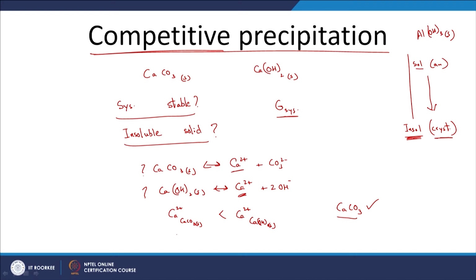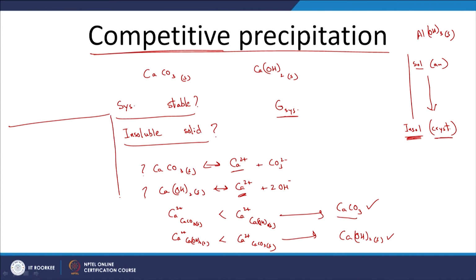But obviously, let us say the Ca2+ in equilibrium with Ca(OH)2 solid is lesser in concentration than the Ca2+ in equilibrium with CaCO3 solid. What does that mean? Ca(OH)2 will precipitate out in this condition. So whichever solid is more insoluble, meaning whichever solid leads to the metal concentration, or in general the cation, being at lower concentration, that is what the system will favor, and that is what we are trying to see.